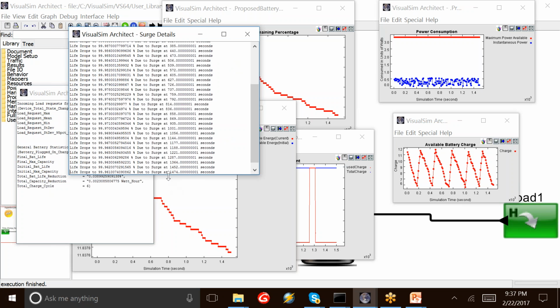This one here shows me the surges and the power drop or the life drop as a result of those surges. So it also gives me my failure modes, in terms of how my system can actually collapse as well. So this is on the power itself, on the battery and on the consumption itself.